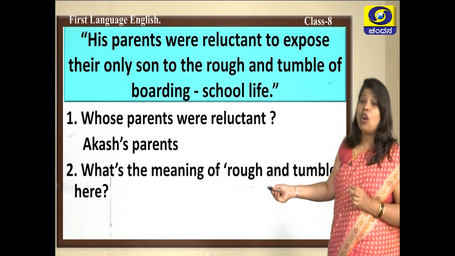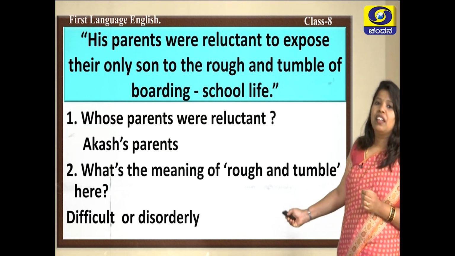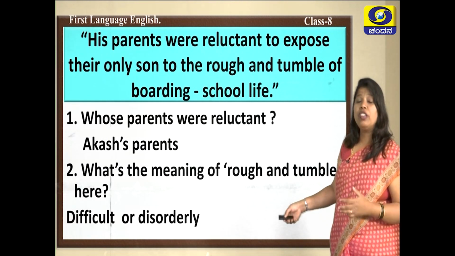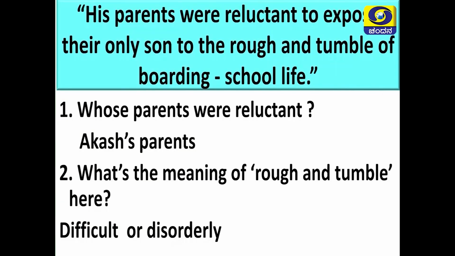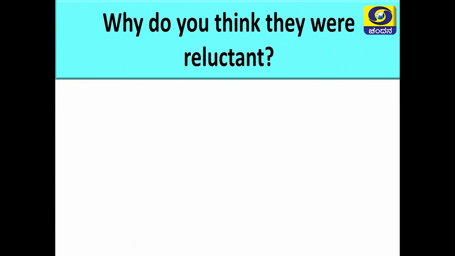So, what is the meaning of rough and tumble here? It means difficulty or disorderly. So, here sometimes in boarding school it is difficult for a person with a lame leg to adjust. So, the parents were worried. So, the next question is, why do you think they were reluctant? Why were Akash's parents reluctant to put him in the boarding school?